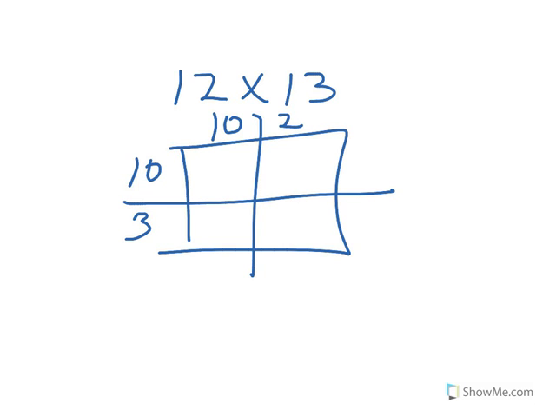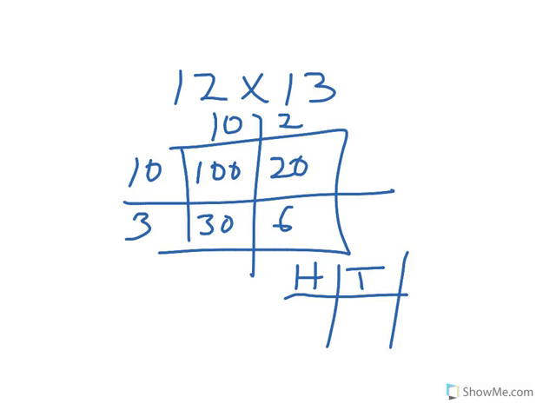Now go ahead and fill in the box. You can pause the video anytime you want so you can check to see if you did it correctly. So you end up with 130 and 20 and 6. Now when you're going to add up all the numbers, you can write your hundreds, your tens, and your ones, and you end up with 6, 5, and 1. So the product of 12 and 13 is 156.